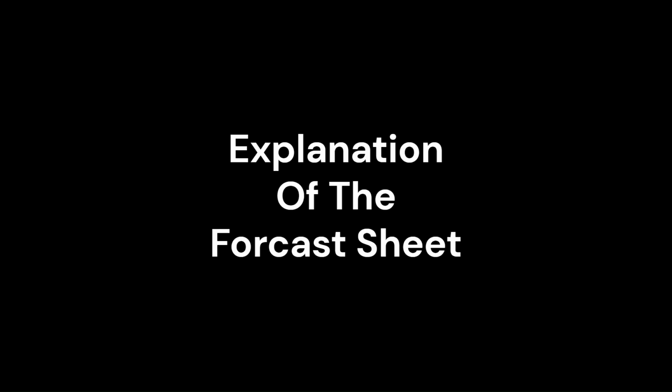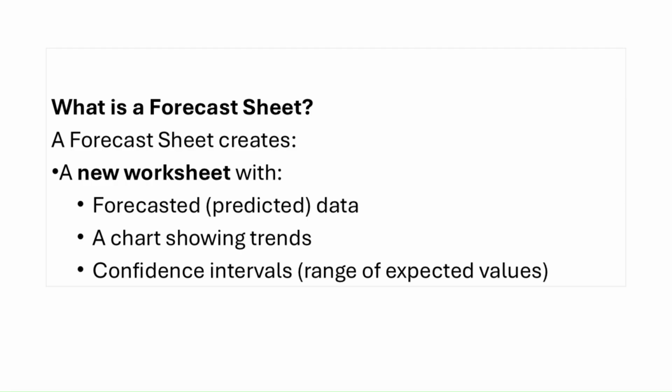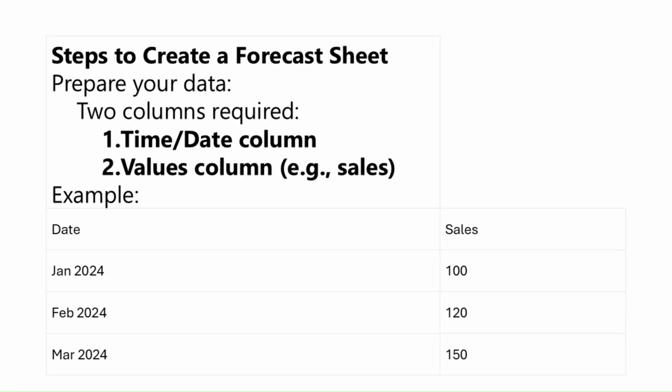Explanation of the forecast sheet. What is a forecast sheet? A forecast sheet creates a new worksheet with forecasted, predicted data, a chart showing trends, confidence intervals, range of expected values. Steps to create a forecast sheet. Prepare your data. 2 columns required. 1. Time/date column, 2. Values column, e.g., sales.